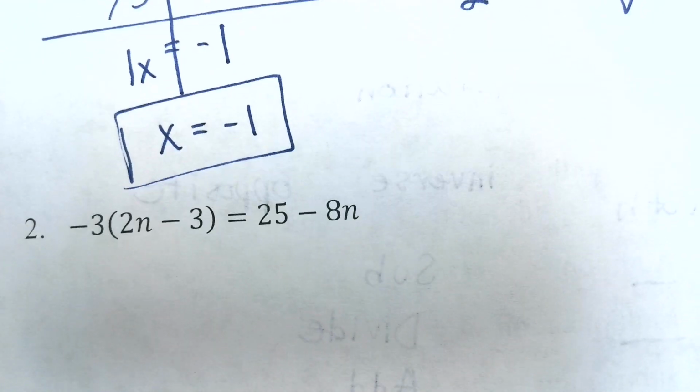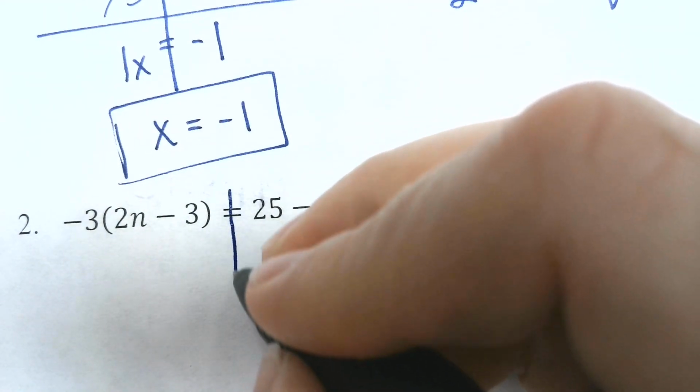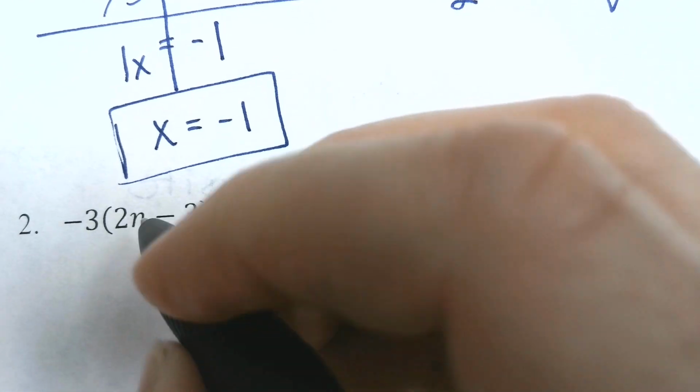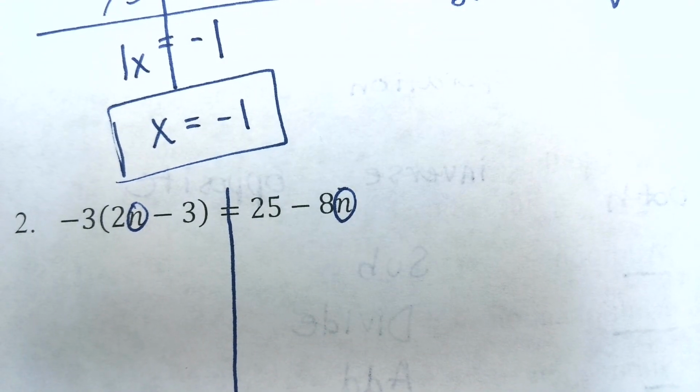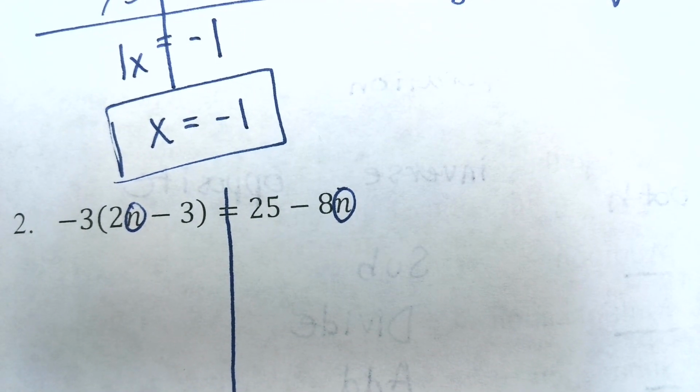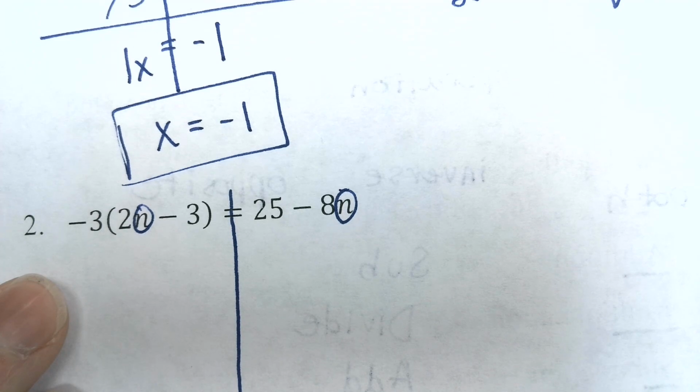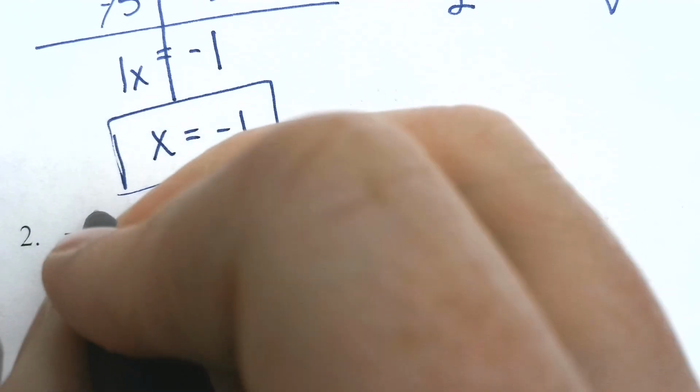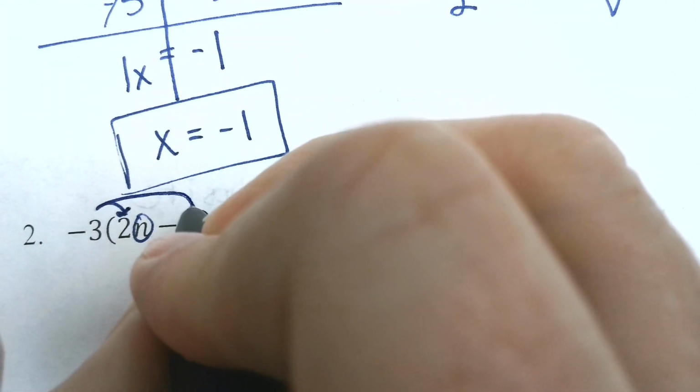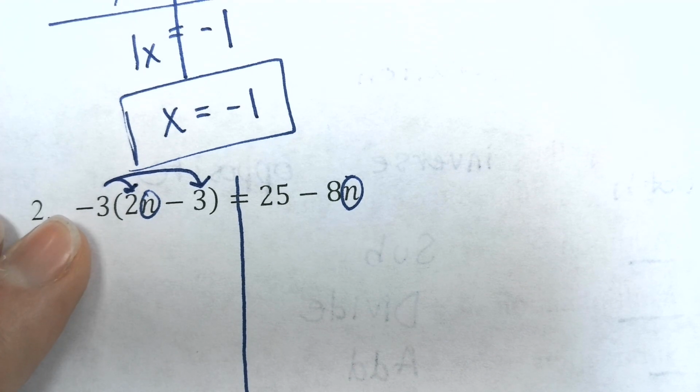All right, let's go to number 2. Draw your line down your equal sign. Circle your variables. This one does have parentheses, so that means we do need to do some distributive property. What are we distributing though? Negative 3. So let's do that. Negative 3 times 2n.